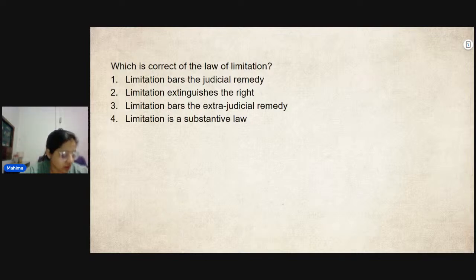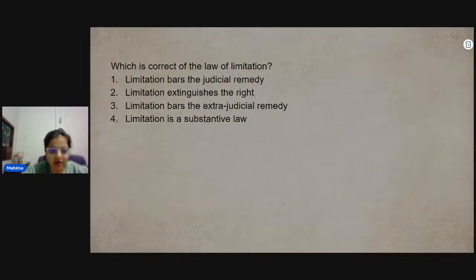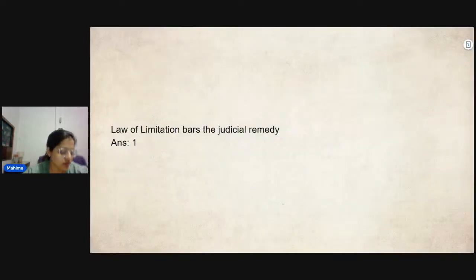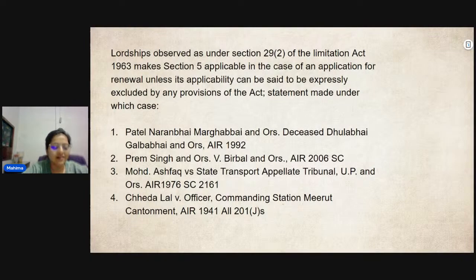Yes, it is void. Which is correct? Come on. Yes, it is option number one. Limitation bars the judicial remedy and not the right. Section 27 is the exception here.